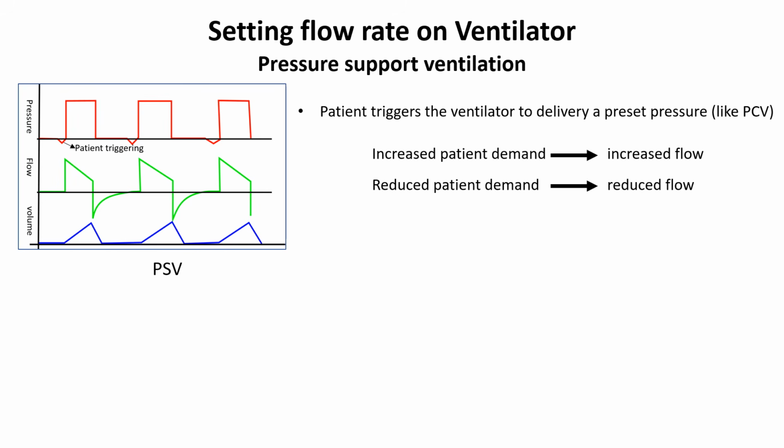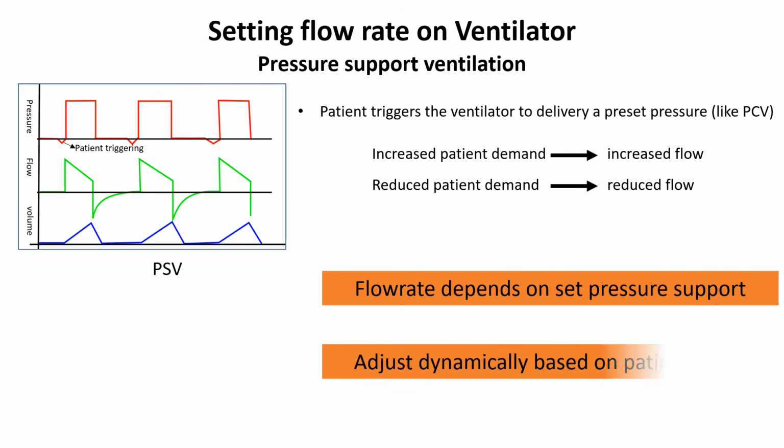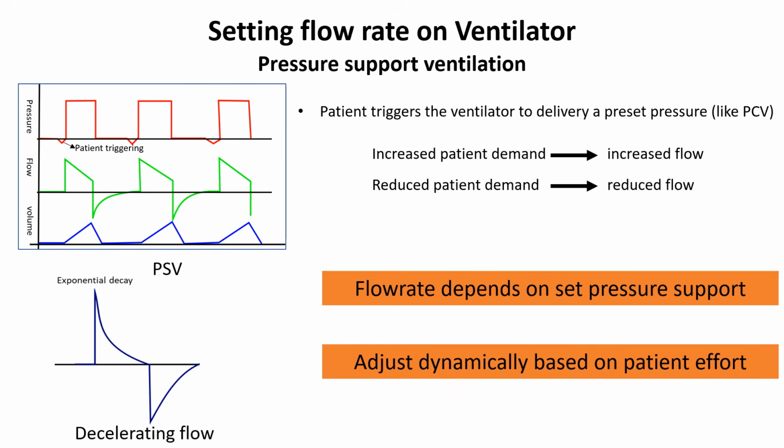So in pressure support ventilation, the flow rate depends on the set pressure support level and adjusts dynamically in real time based on the patient's inspiratory effort. The flow during pressure support follows a decelerating pattern just like pressure-controlled ventilation, with high flow at the start of inspiration and a gradual decline as the inspiration continues.